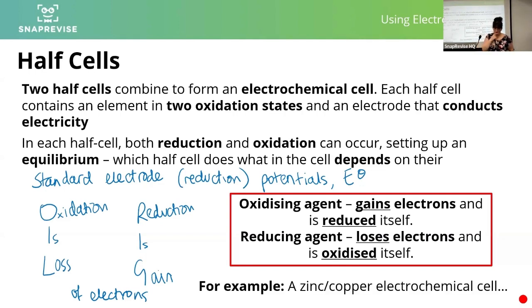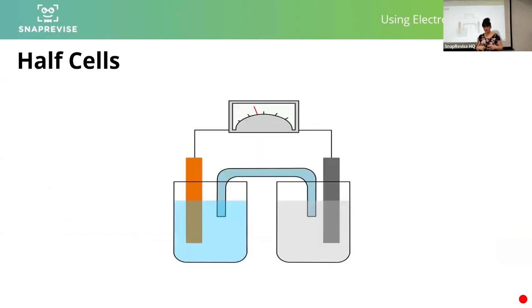Okay, so let's have a look then at a full cell which includes zinc and copper half cells. So this is an example. Obviously, you guys wouldn't use color, but this is an example of a diagram you may be asked to draw for a cell. And you do need to be able to label it correctly. So here we've got, what do we say, zinc and copper.